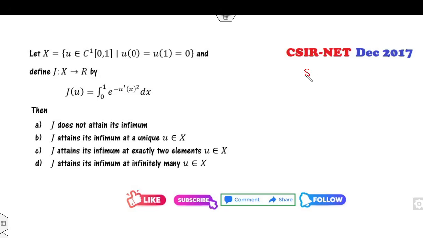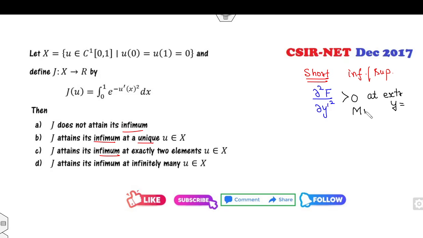Okay. First of all, I will give you the tips. Whenever there is a question related to the infimum or supremum, you always need to check this condition. If this condition is greater than 0 at the extremal point, extremal meaning at the value of y, then we can say this is the minimum or infimum. If this is less than 0, then we can say this is the max. Whenever there is a question related to the infimum, supremum and so on.